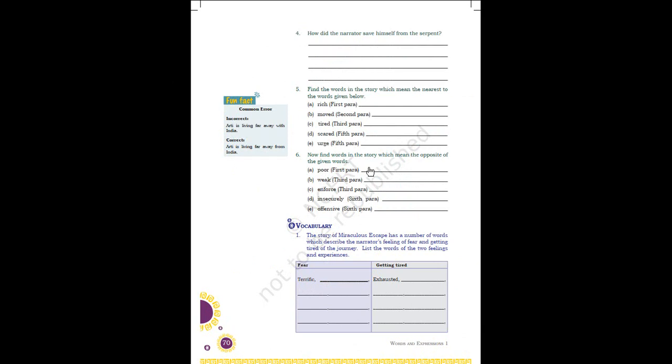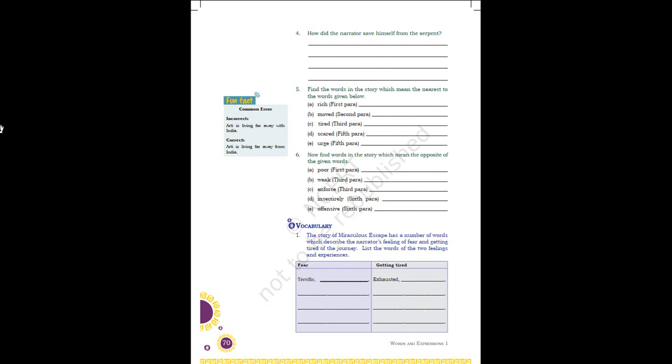How did the narrator save himself from the serpent? The answer is building a fortress-like circle made from wood and bushes and reeds. You can find that sentence in your passage there. Next one, fifth question: find the words in the story which mean the nearest. That is, you must write the similar meaning of these words. The first two I will help you do. The rest three you can do. If you get the answers, you can type there in the chat box. I will tell you if it is correct or wrong. First one, rich: wealthy.